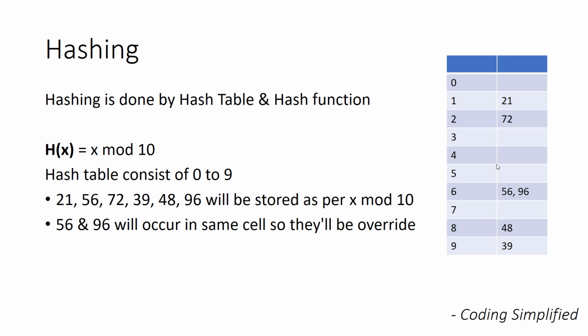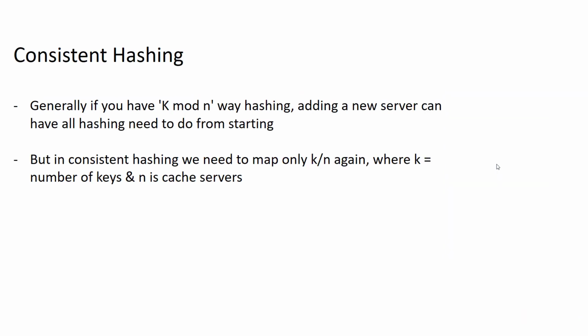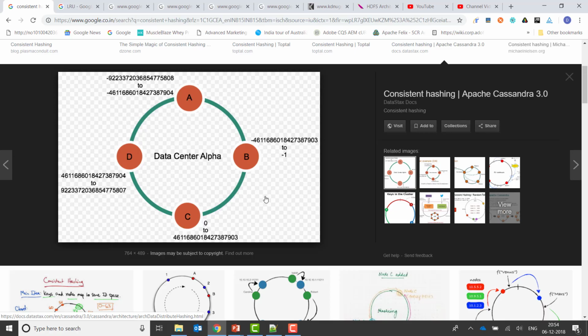So here comes consistent hashing. In consistent hashing, earlier you were changing all k keys, but now you would change only k/n keys, where k is the number of keys and n is the number of cache servers. So here's the concept of consistent hashing.